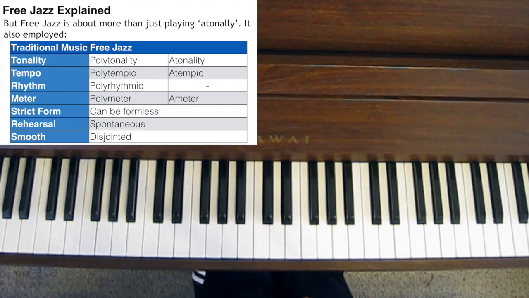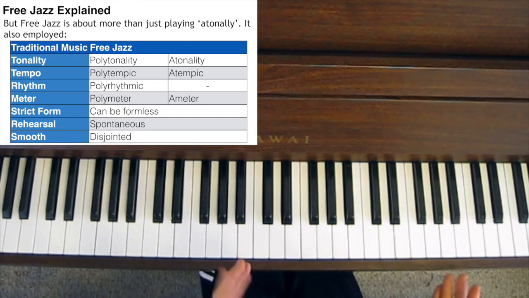And the way you do this is just by putting the prefix poly or a in front of everything. So for example, traditional songs are usually tonal. So free jazz is generally polytonal, so the use of two or more keys simultaneously, or atonal, that is the use of no fixed key at all.